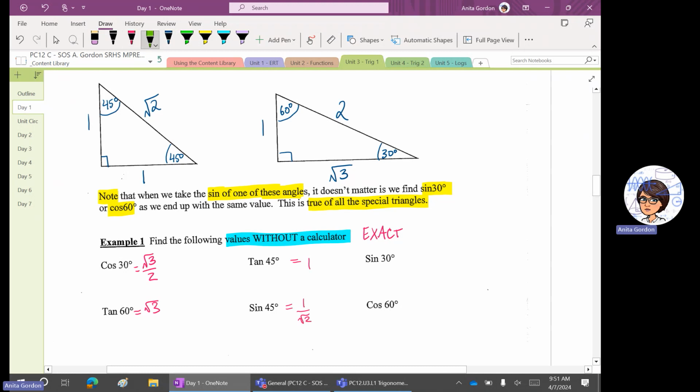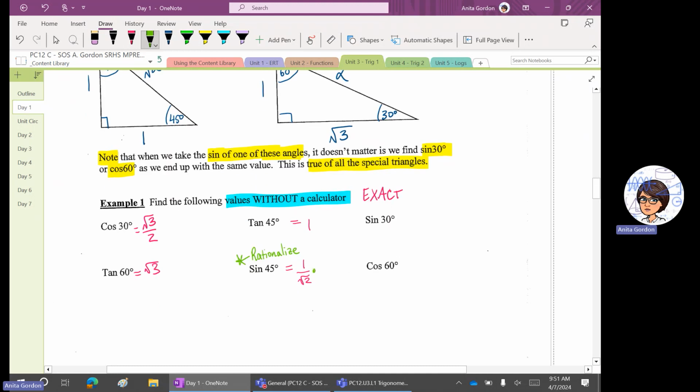And I'm going to make a little note here. We are always going to be rationalizing our denominators, meaning if you have a square root in the bottom, multiply by that to get rid of the square root in the bottom. We don't like square roots in the denominators. It makes life a little bit complicated later on. So this will be root 2 over 2. This is how we're going to write the sine of 45.